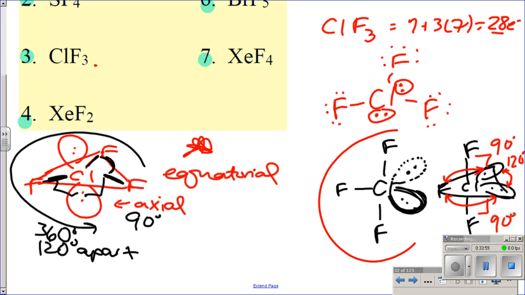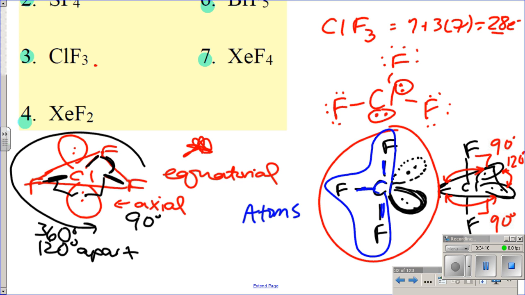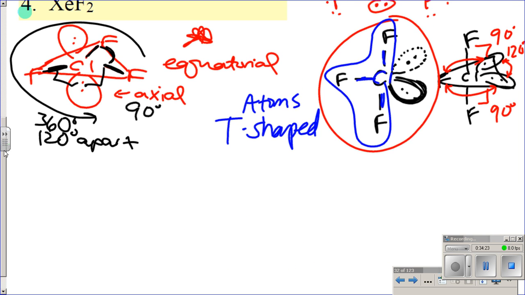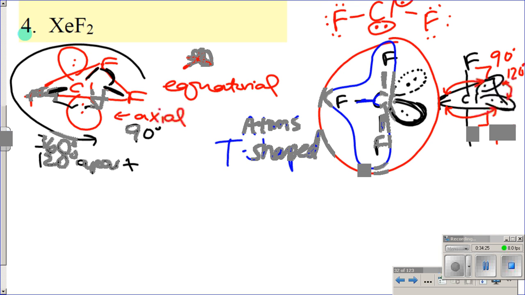So this shape has a funny name here. If you look at it just at the atoms, so atoms only, then you should see fluorine, fluorine, and fluorine, and this chlorine in the middle, of course. And that kind of looks like a T. So it's called T-shaped with atoms only. But if you consider every electron domain or every place where electrons exist, you should see a triangle with a top and a bottom.